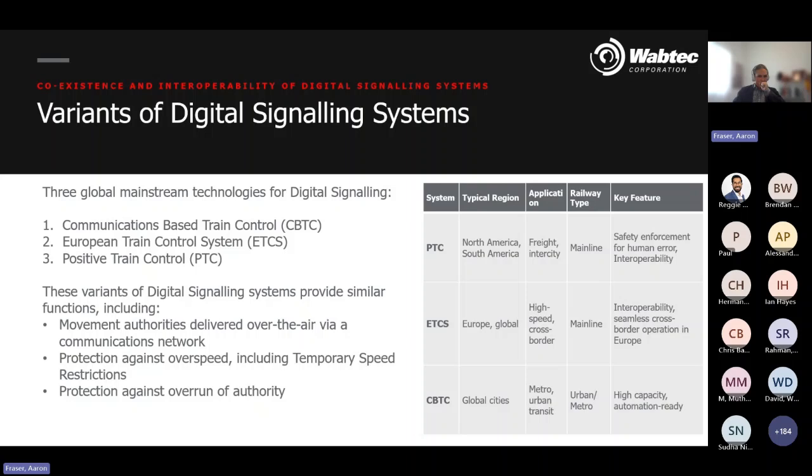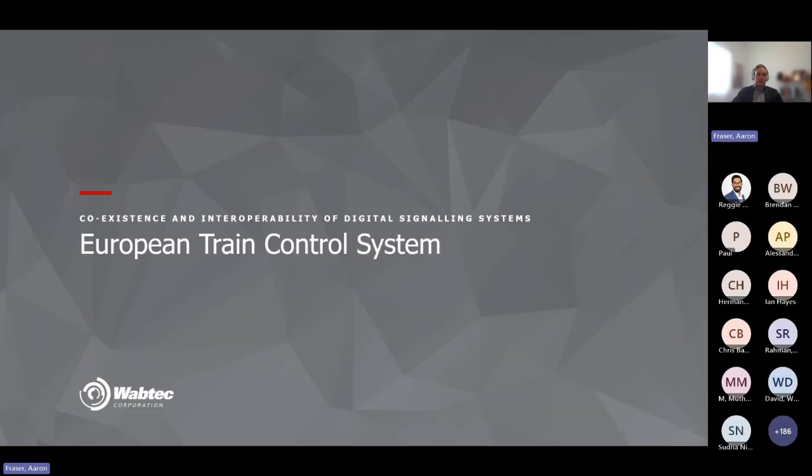So in the next few sections, I'll be stepping through a little bit more detail on each of these various systems, and also providing some level of information around how interoperability has been achieved in each of those different systems.